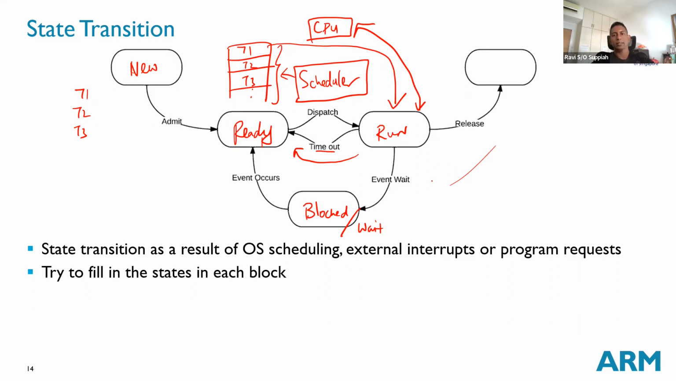So in that case, I can go to a block state. Now, when I go to a block state, what happens? What happens is this space becomes free, because the task that was originally running is no longer running. So let's assume that task one was running and then it gets blocked. So task one comes here.